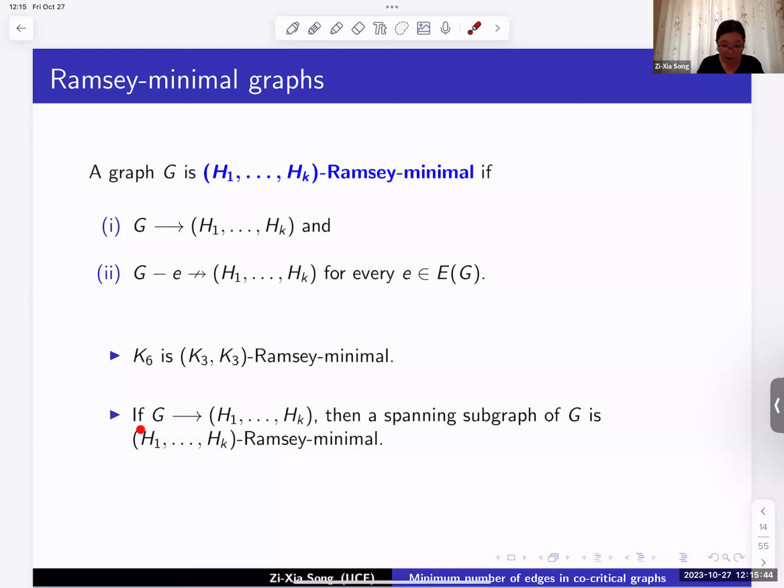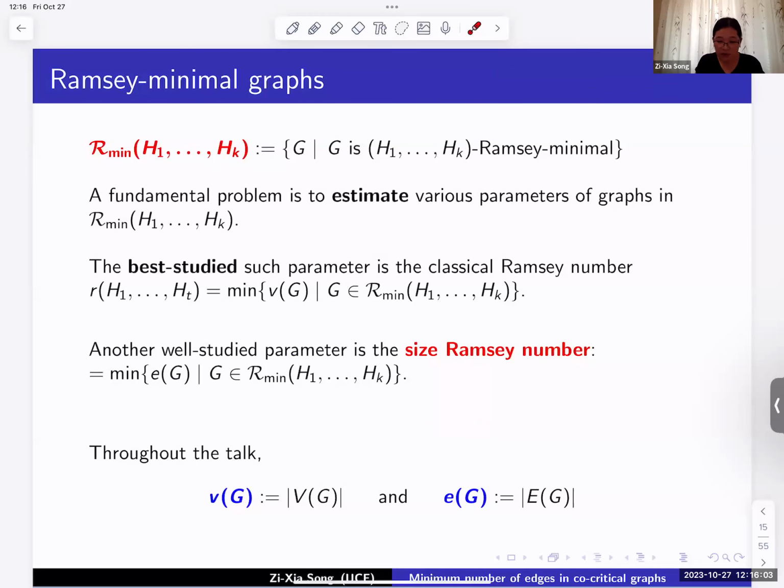Now, also if G arrows H1 through Hk, then you must be able to find a spanning subgraph of G which is Ramsey minimum. Just keep on removing edges, right, until it's Ramsey minimum. So you can do that.